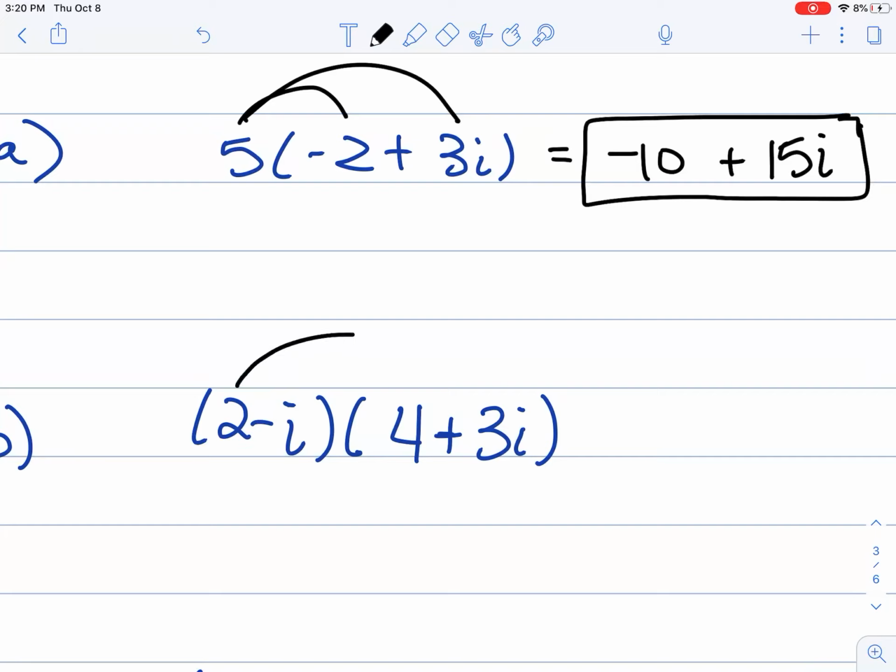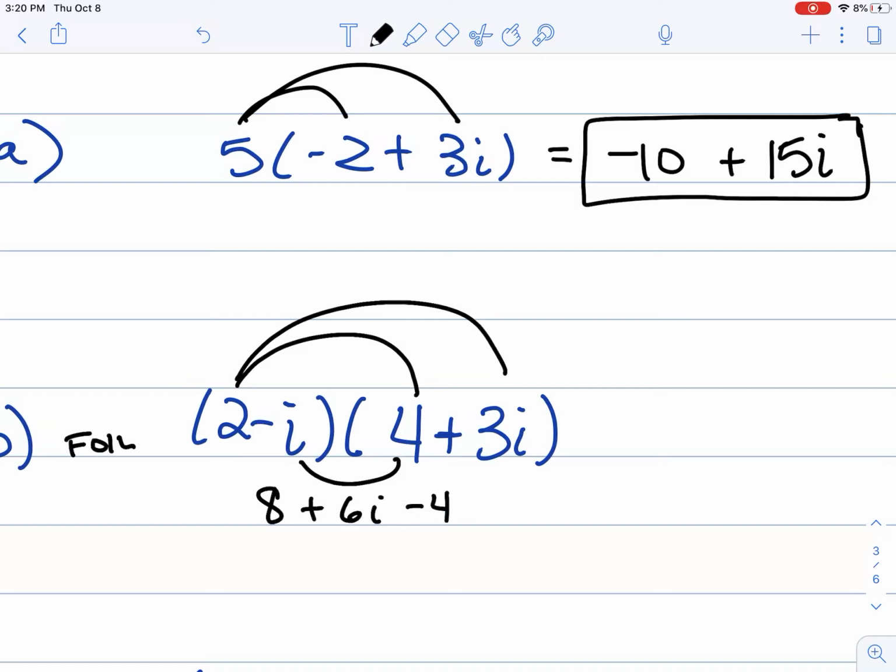So we go 2 times 4 is the first part of the FOIL. 2 times 3i is positive 6i. Negative i times 4 is just negative 4i. And the last part is negative 3i squared.